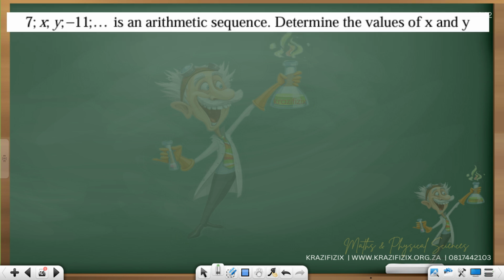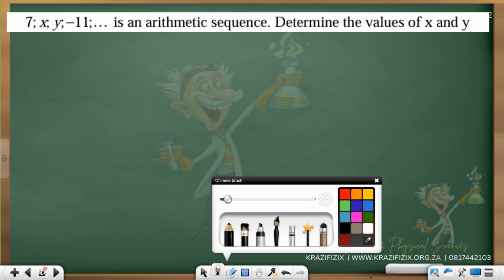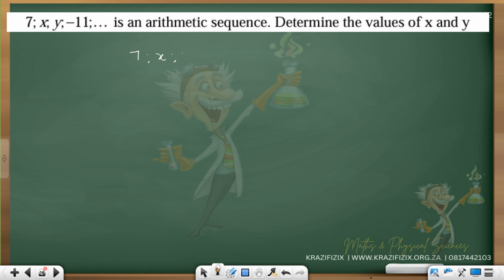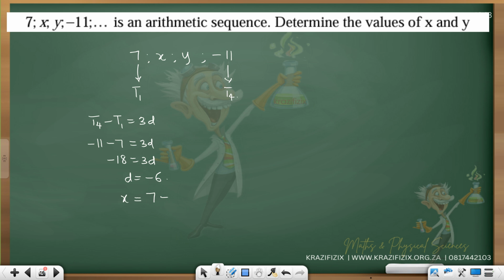Okay, let me do this one so we save time. 7, x, y, negative 11 is an arithmetic sequence. Determine the value. Learn to work with numbers that you have. Do you notice I have T1 and I have T4? And that immediately gives me my difference. T4 minus T1 is 3D. Negative 11 minus 7, negative 18. So D is what? Negative 6. So already I know that X is 7 minus 6, which is 1.